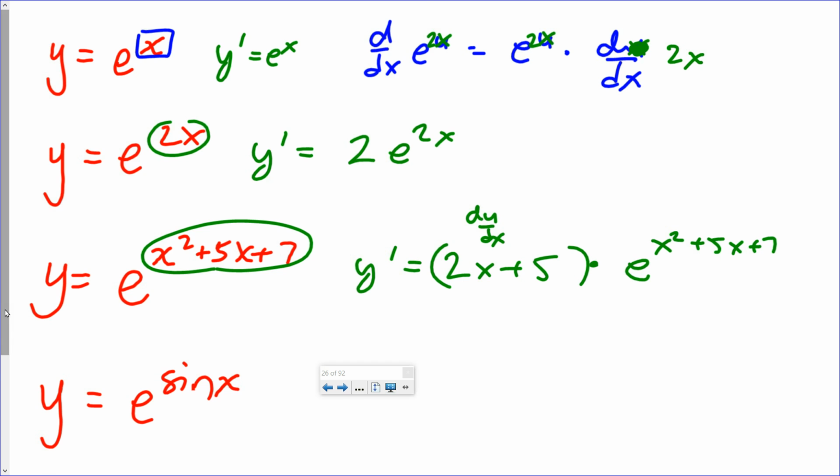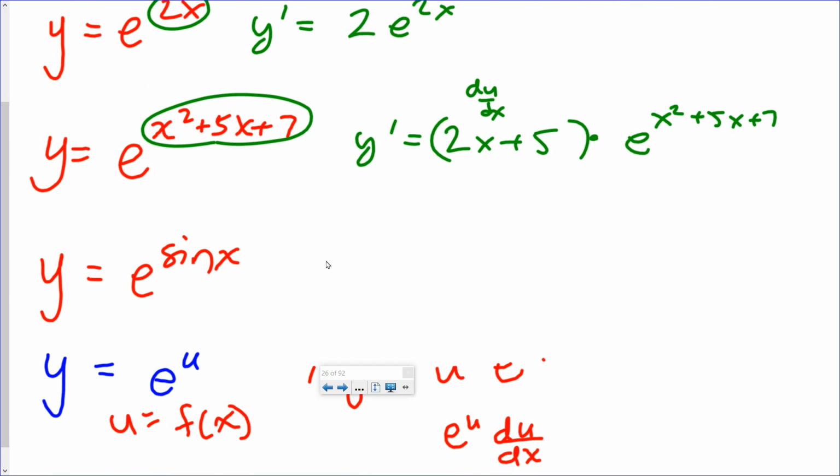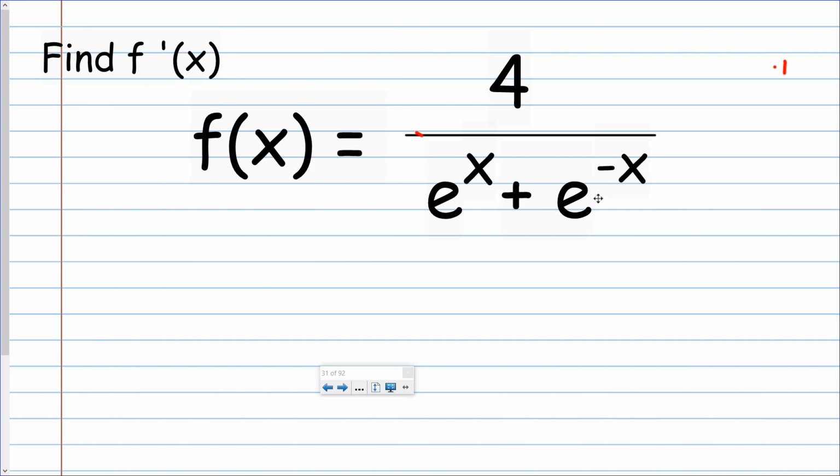Okay, so why don't you guys do this one then? What's this derivative going to be? Y prime, if I have e to the sine x. The derivative of sine x is cosine x times e to the sine x. Super easy, right?